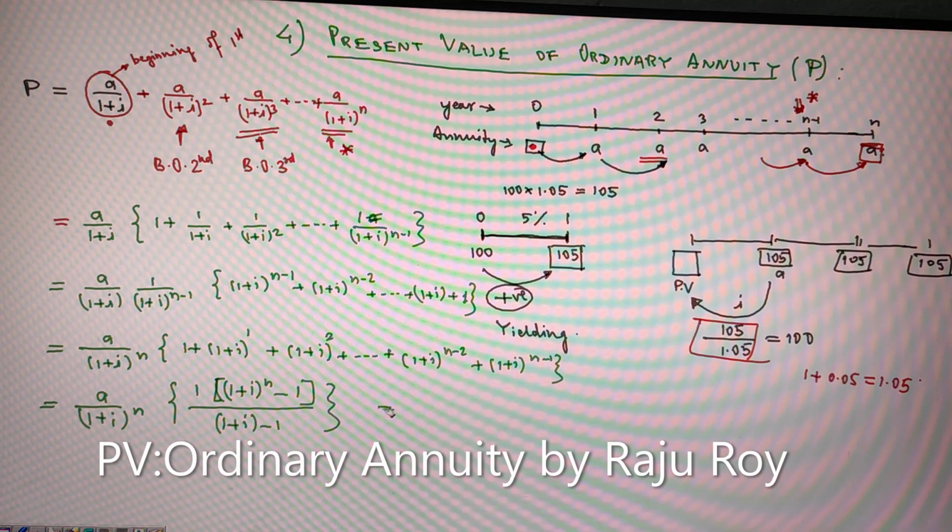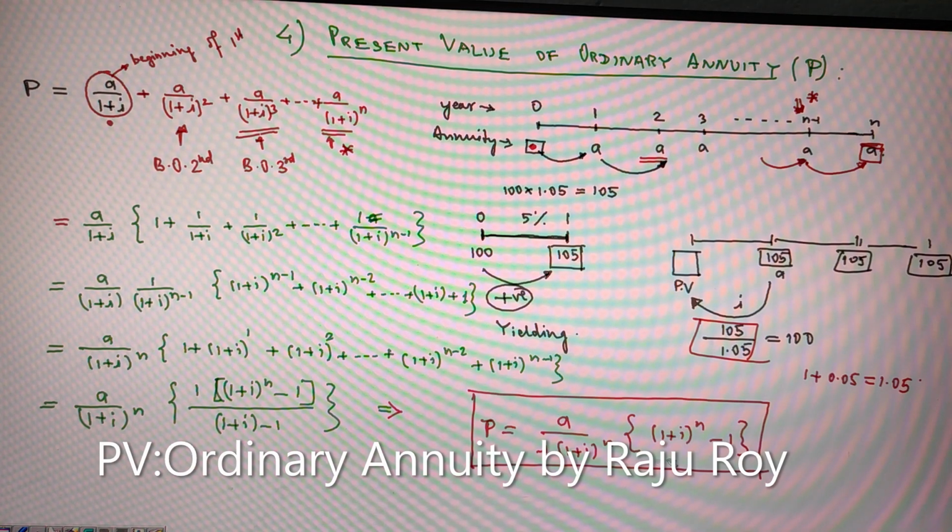So this gives me, finally, let me write the value in another color. P is equal to A by I, times 1 plus I raised to the power n minus 1, divided by 1 plus I raised to the power n minus 1, right? This is what I am getting, the present value of an ordinary annuity.